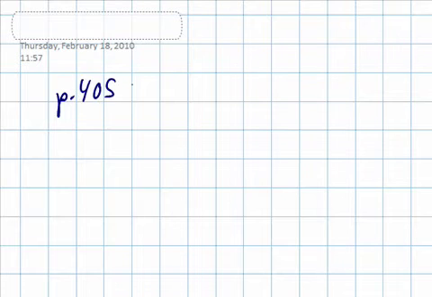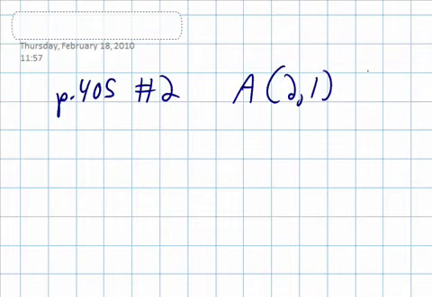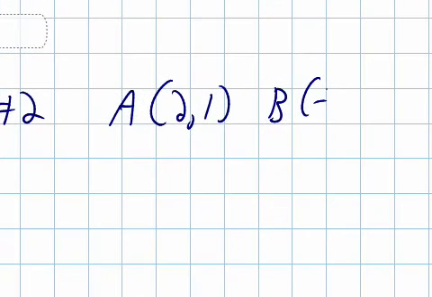This video will explain how to do a perpendicular bisector, looking at page 405, number 2. I've asked you to do numbers 1 and 3. Number 2 gives you 2 points: A is (2, 1), and point B is (-2, 3).